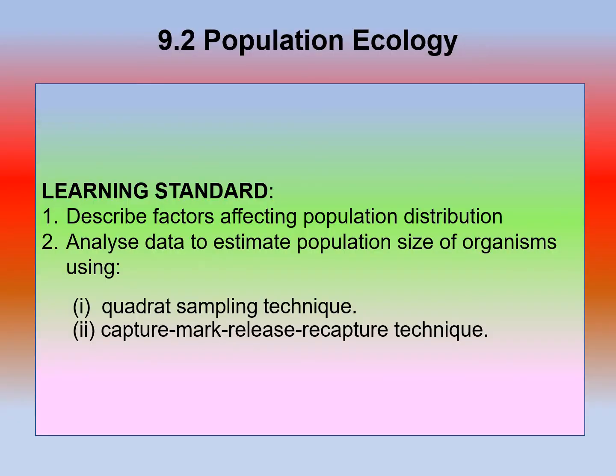Here are the learning standards. Learning standard number 1: describe factors affecting population distributions. And number 2: analyze data to estimate population size of organisms using, number 1, quadrat sampling techniques, and number 2, capture, mark, release, recapture techniques.